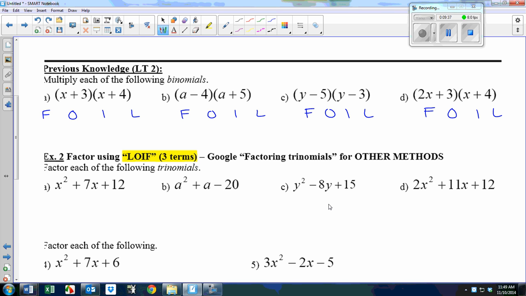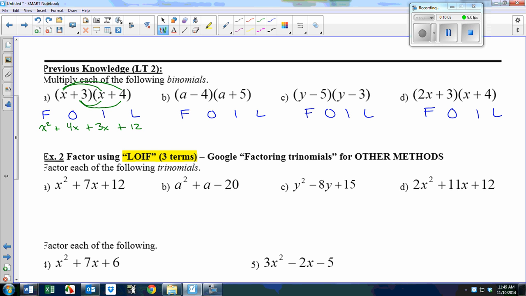All right, what's the F in the first one? X times X. Well, when you multiply X times X, you get X squared. What about the O, CJ? X times 4, 4x. Now it's a positive 4x, agree, right? So it'll be a plus there. What about the I? Positive 3x, good. And the L, 3 times 4, 12.